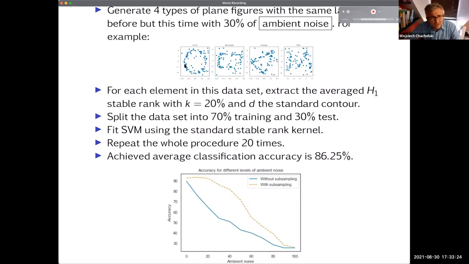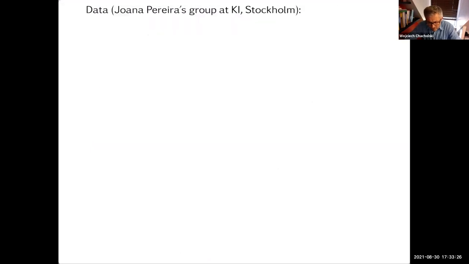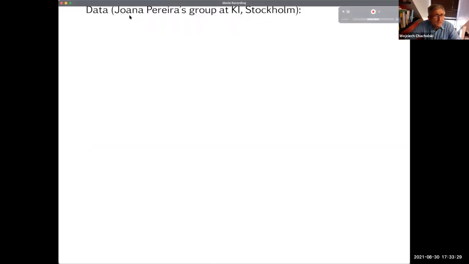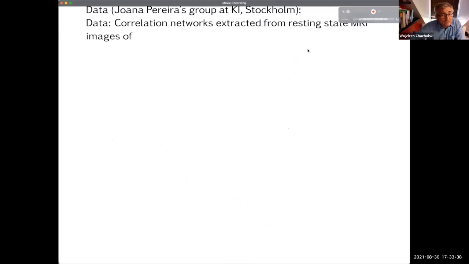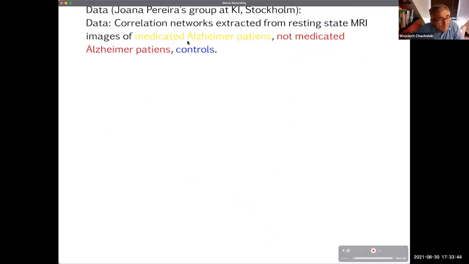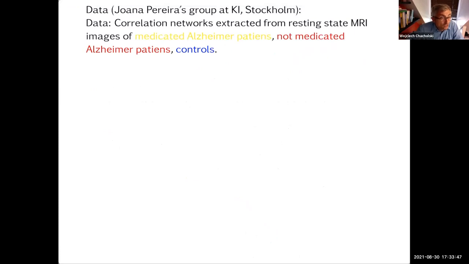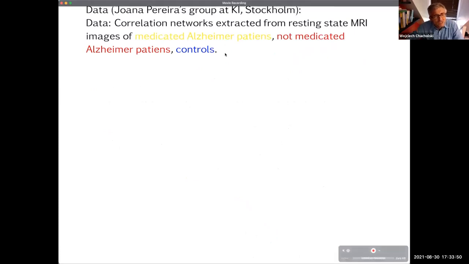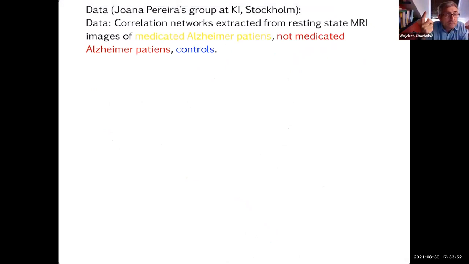Okay. But here's another example. This is a data collaboration with Joana Pereira from Karolinska in Stockholm. So the data was correlation networks extracted from resting state MRI images of medicated Alzheimer patients, not medicated Alzheimer patients, and controls. Typically this would be like a matrix. However, it's not a symmetric matrix of correlations. So there was lots of guessing and math. How do we transform that information into something that our sense can sense?